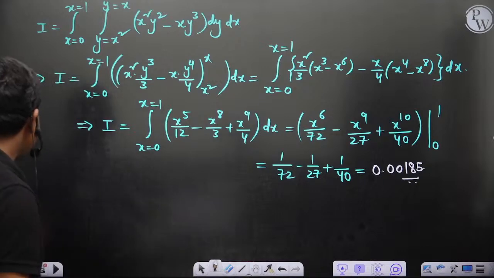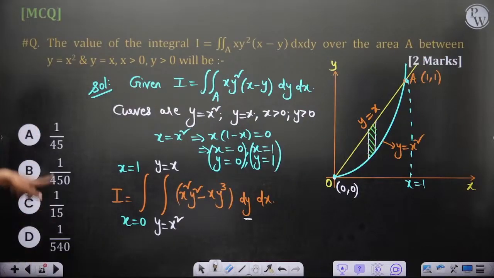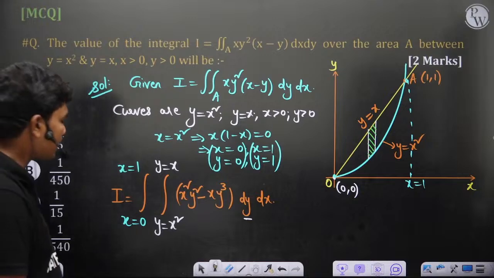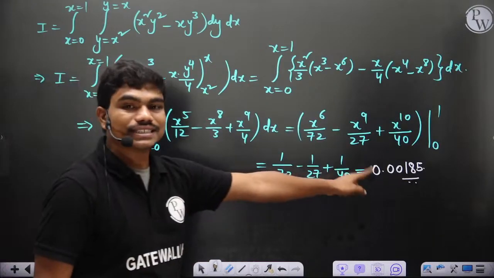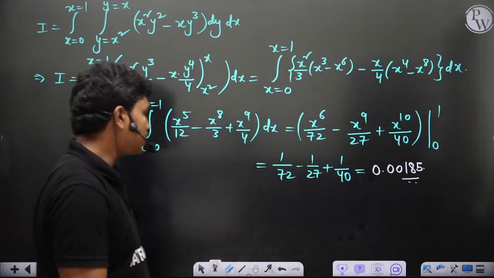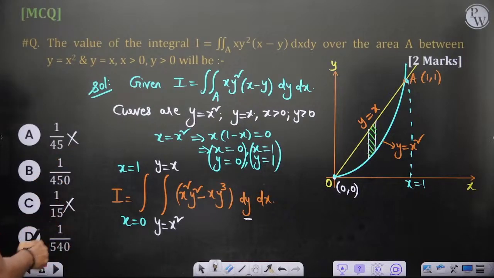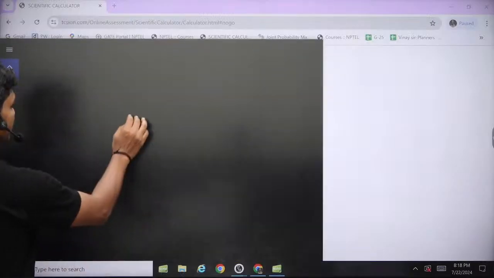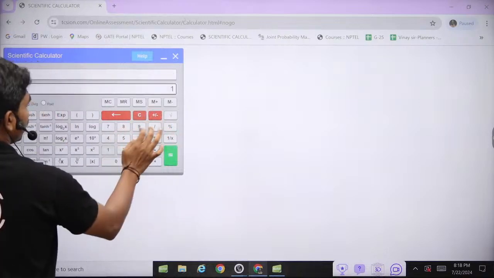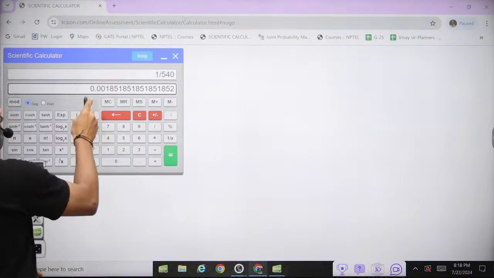Let's see how we can solve this question. We have options 1 by 45, 1 by 450, 1 by 15, 1 by 540. This value is less than 0.01, which means the denominator is more than 100 definitely. So these two options are wrong. So 1 by 450 and 1 by 540. Let's calculate 1 by 540 first of all. So 1 by 540 is 0.00185.